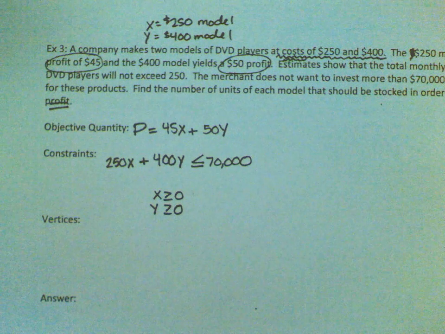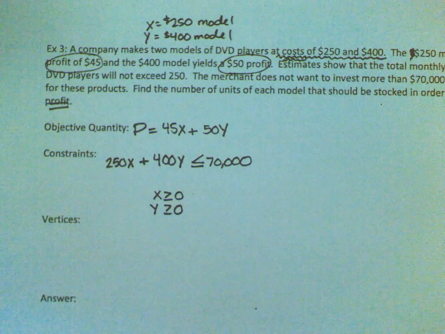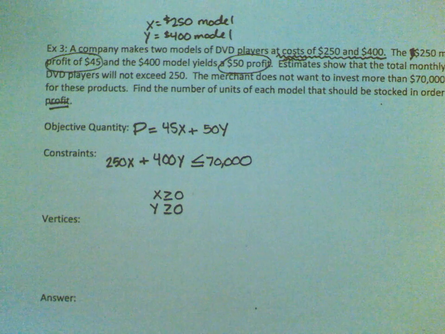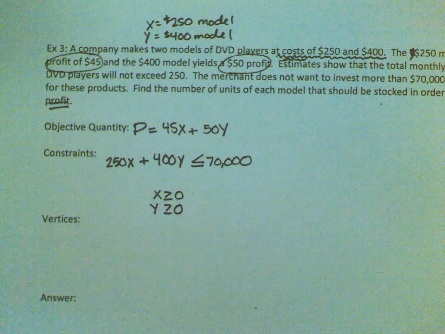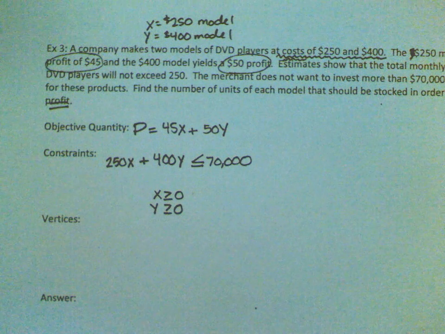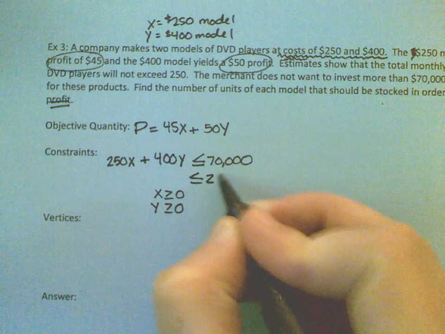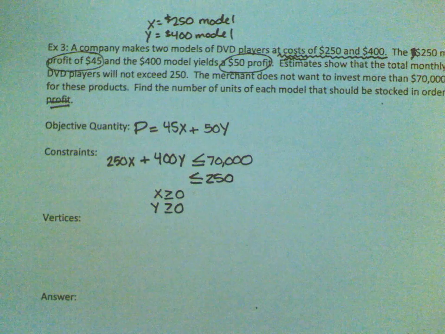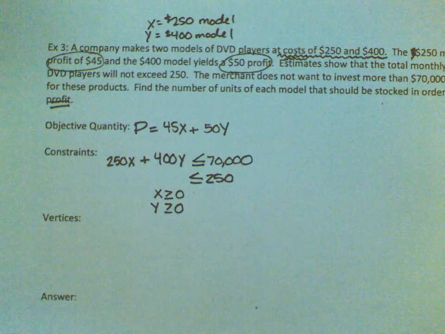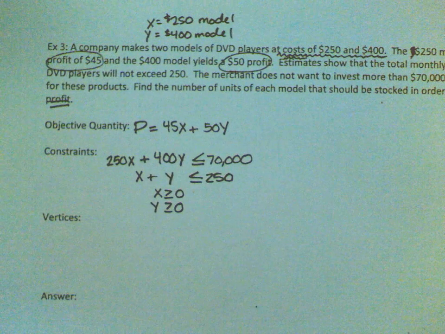Okay, what does that mean? They give us DVD players. Are there any other constraints? The total monthly demand for the DVD players will not exceed 250 DVDs. The demand for the DVDs is not going to go over 250, so it's going to be less than or equal to 250. And how can we write that in terms of x and y? x plus y is less than or equal to 250. Yeah, all the models together, so x plus y must be less than or equal to 250.